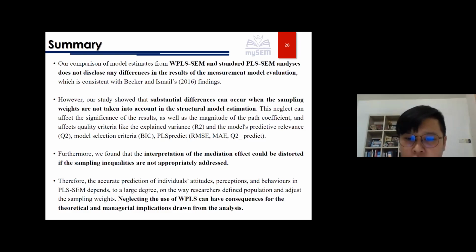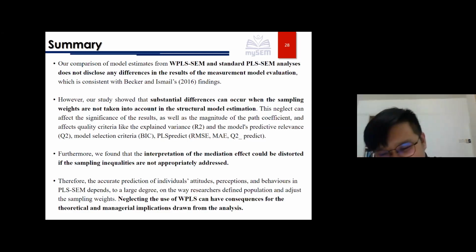In such a case, we could see it in their path coefficients, their R square, their Q square, their in-sample criteria like BIC, as well as the out-of-sample prediction using PLS Predict. So this is something for you to ponder, whether to use WPLS or not. We also found that in terms of mediation, it could distort the explanation, whether full or partial. But again, I'm not planning to discuss full and partial here.